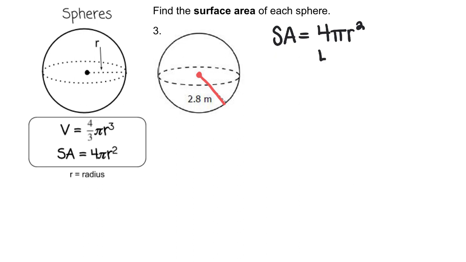So we're just simply going to take 4 times pi, and then I'm going to replace my radius with 2.8. And then we just need to be comfortable with our calculator. So we're going to type in 4 pi times 2.8 squared on our calculator. And we're looking at 98, again to the nearest tenth, 98.5. And then this time we're in meters squared because this is an area, not a volume.